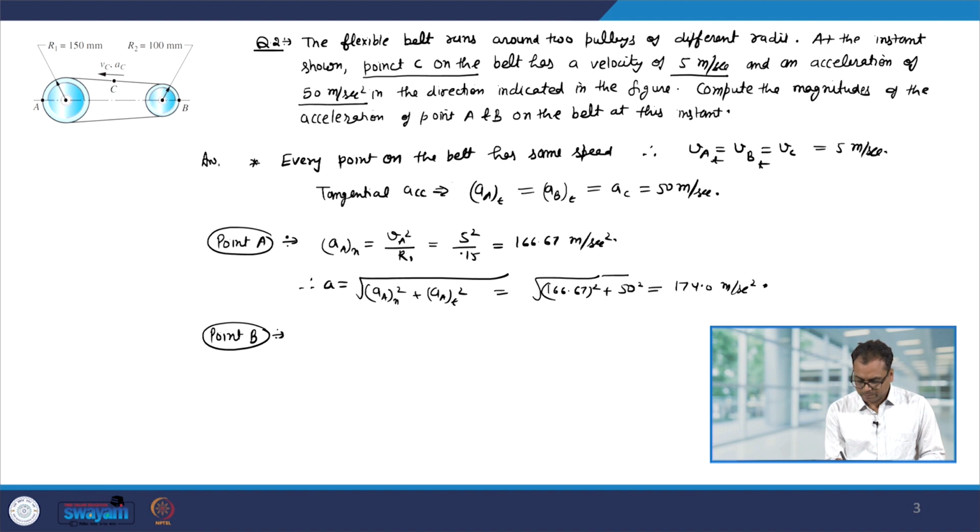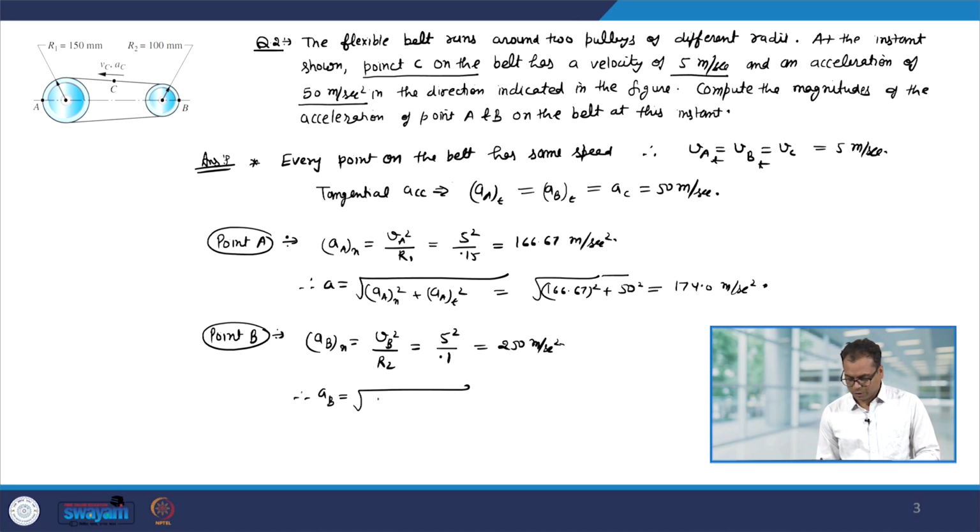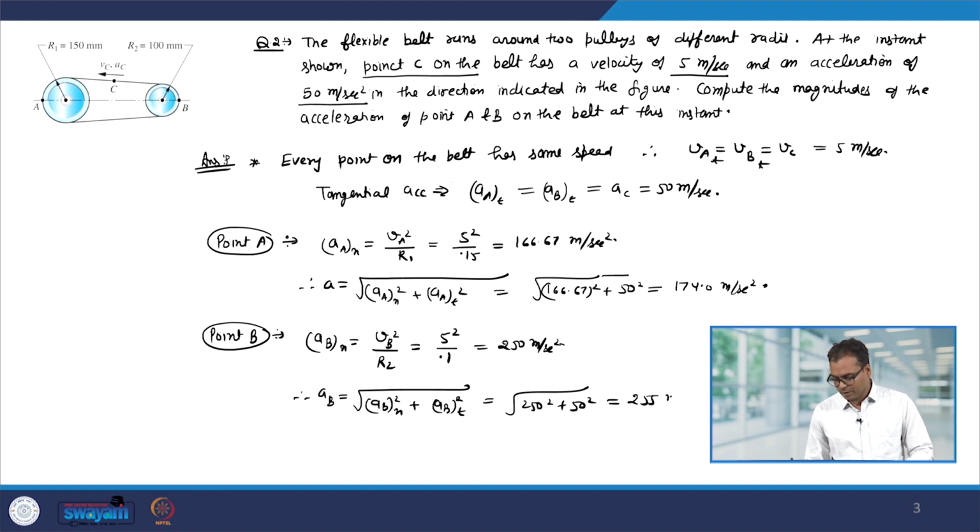Now, let us look at point B. At point B, we have the normal component equal to V_B square over R2. So, that will be 5 square over 0.1, that will give you 250 meter per second square. Therefore, the total acceleration of point B will be the square root of A_B normal component square plus A_B tangential component square, that will be square root of 250 square plus 50 square, equal to 255 meter per second square.